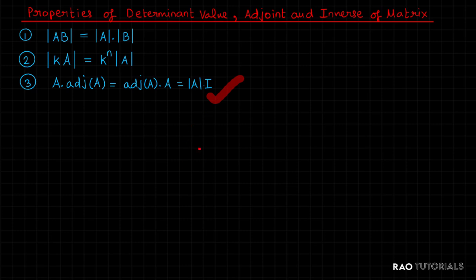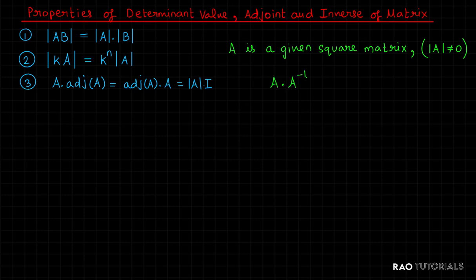This result also gives us other important relations, one of which is the inverse of a matrix. Let A be any given square matrix, invertible, then its inverse is such that their product in any order is identity.